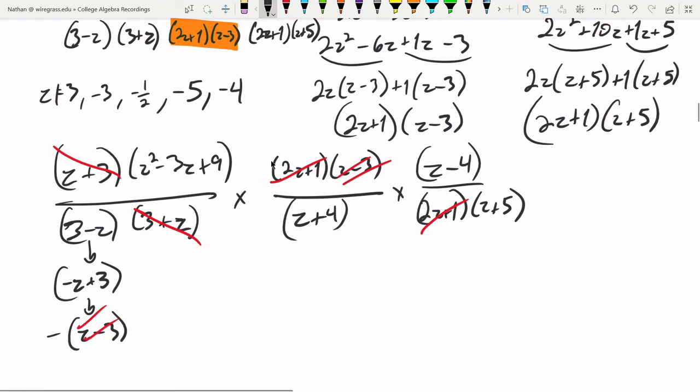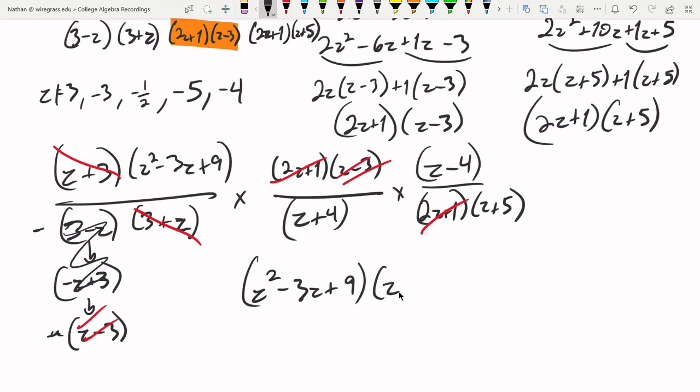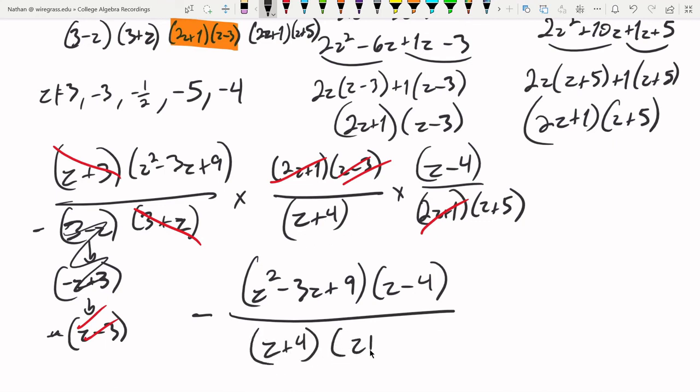That looks to be it. So make sure you don't forget this negative sign here. It's going to be a negative in there. So this is all canceled out. It's going to be a negative in front of it. So on top we have this term, z squared minus 3z plus 9, and the z minus 4. On bottom we have a negative. I'm going to actually move the negative out in front, z plus 4. And z plus 5, where of course z cannot equal plus or minus 3, negative 1/2, negative 5, and negative 4.